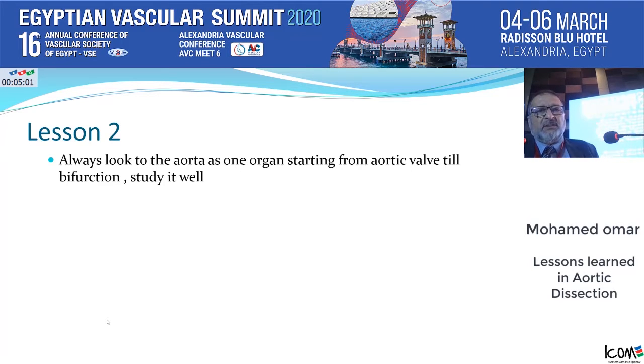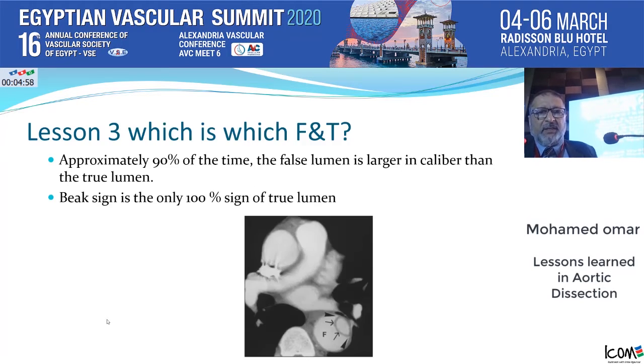So we discussed the case. I will go very quickly. I want to show that it's very important to know what is the true lumen and the false lumen, because if you put a TEVAR in the false lumen and deploy it, you can actually have mortality on the spot. So it's very important to know what is true and what is false. The beak sign, which is the sign of this angulation, the arrow, is the only sign which is 100% that will tell you what is false and what is true.